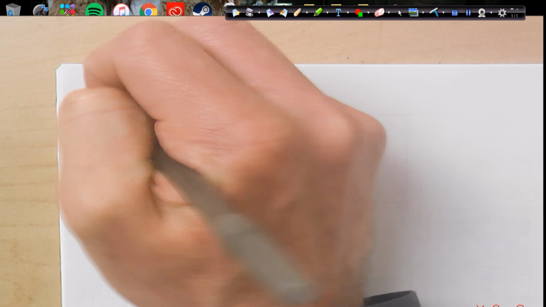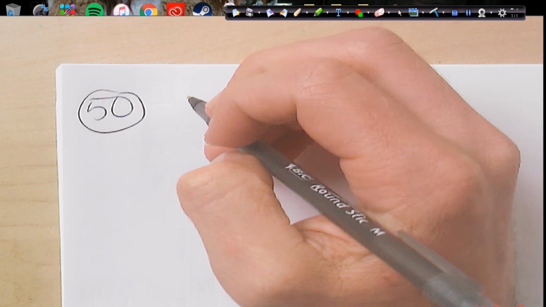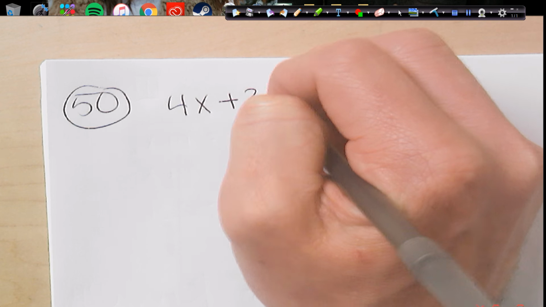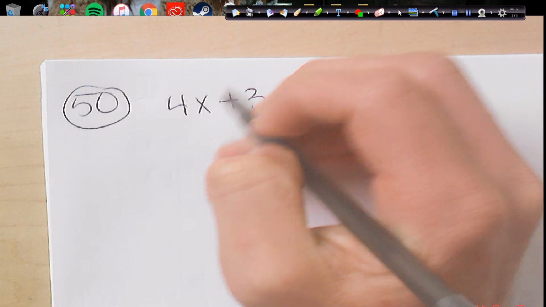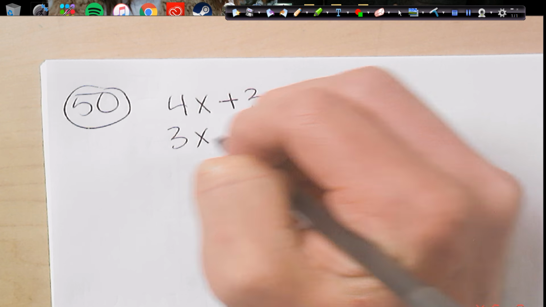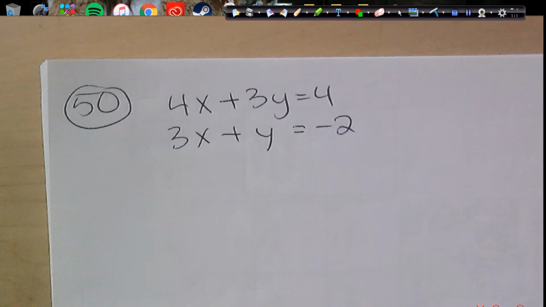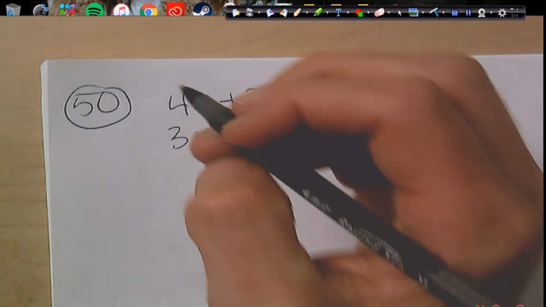Number 50. Whew, we still got a couple more to go. My goodness. 4x plus 3y equals 4, and 3x plus y equals negative 2. Now this is a system of equations. What we could do is multiply top and bottom by something and do elimination, or we could do substitution. So I'm going to choose to do elimination.